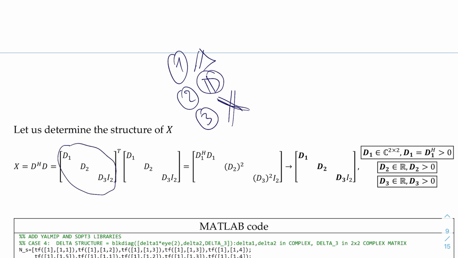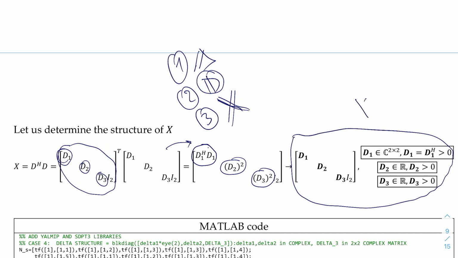Okay, so we know the structure of D, and this is it, right? This is Hermitian, and this is positive real, and this is positive real. Here, Hermitian times Hermitian, if you do the calculation, is again positive Hermitian. And again, this is D2 square, and this is like D3 square, and these are again positive real numbers, right? So we need to focus on here.